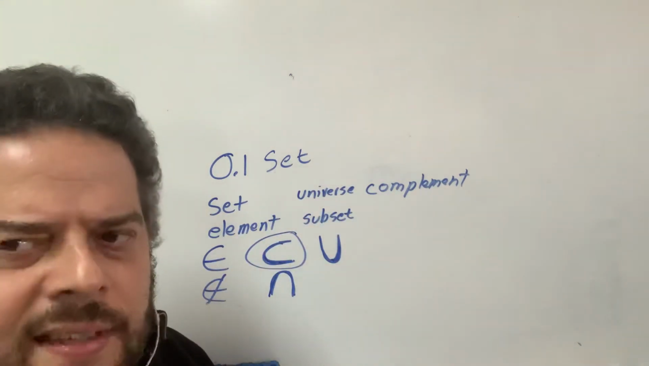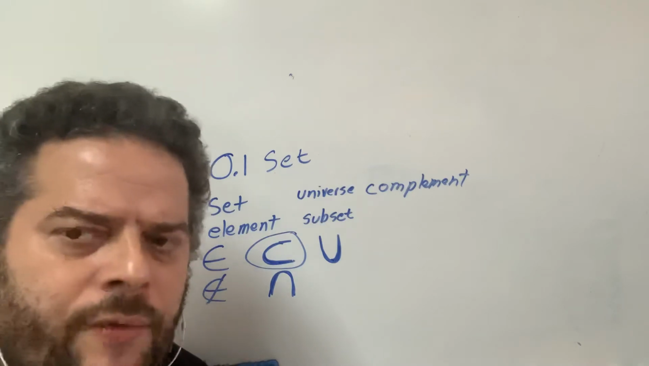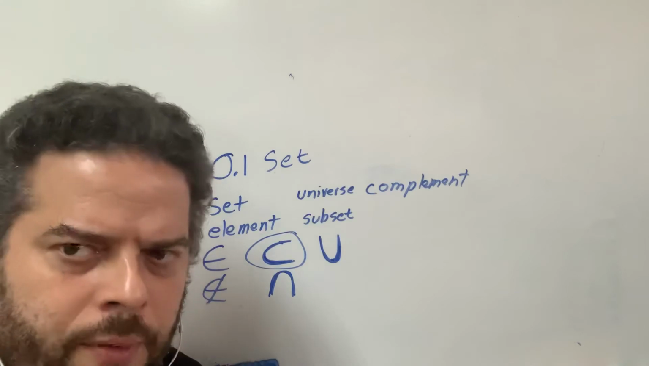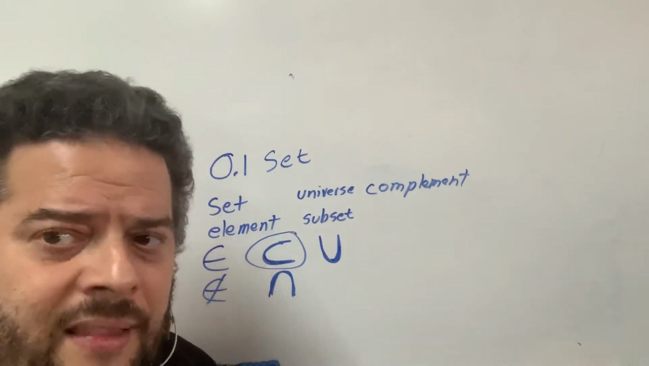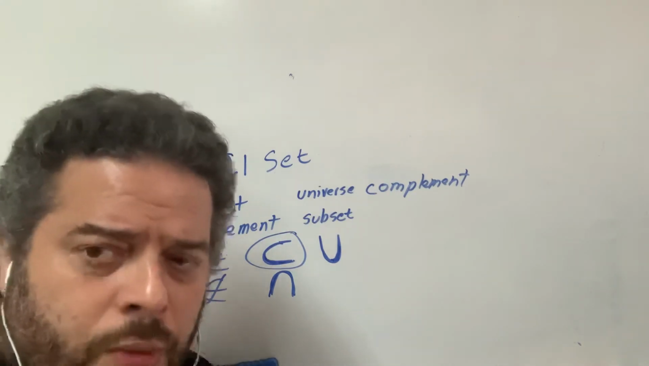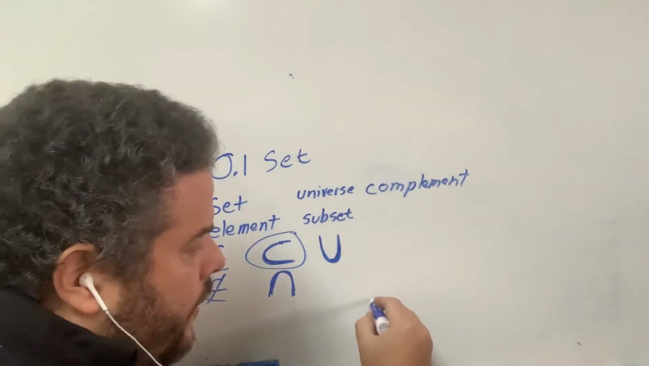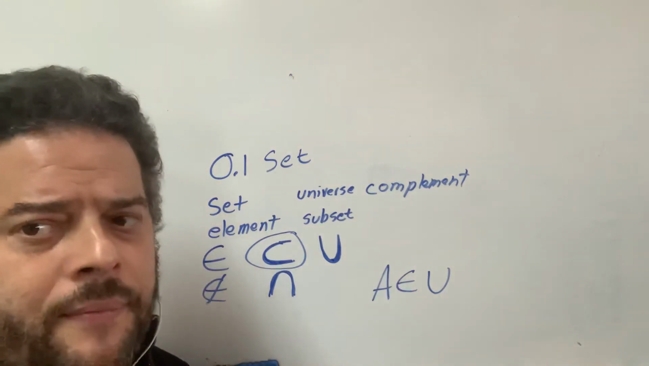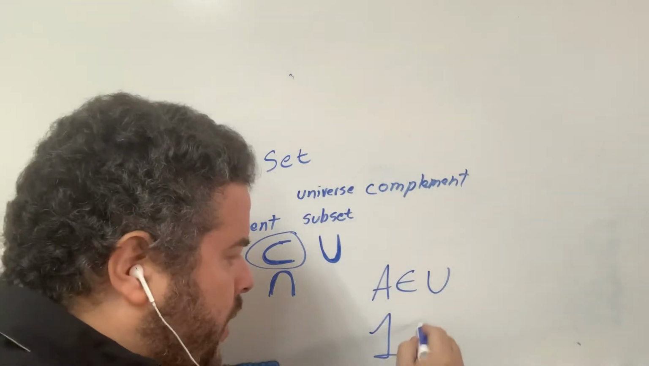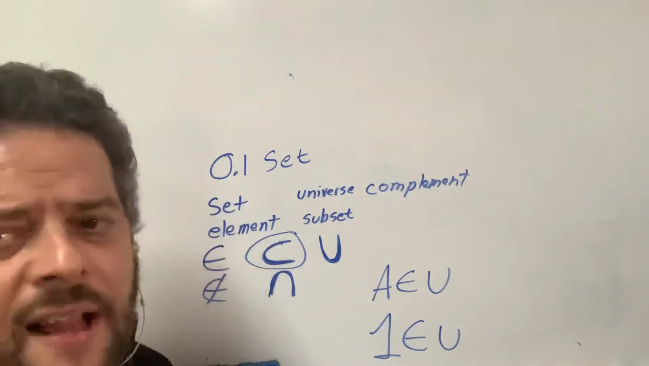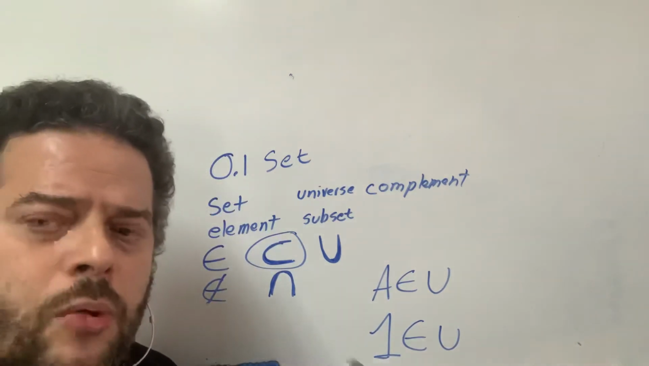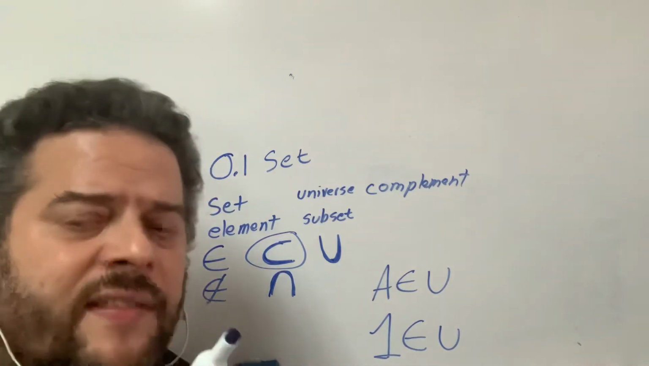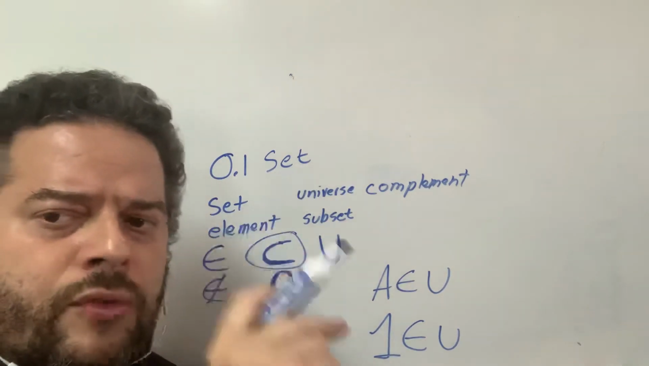Now, there is one set called the universe, and the universe just states what are all the possible elements within that group. For example, if I say letters in the alphabet, that is the universe. Does A belong to the universe of letters in the alphabet? True. Does 1 belong to letters in the alphabet? False.